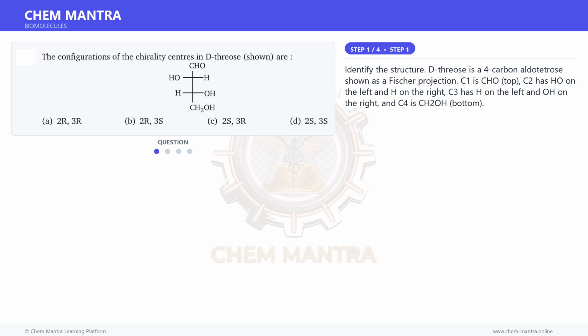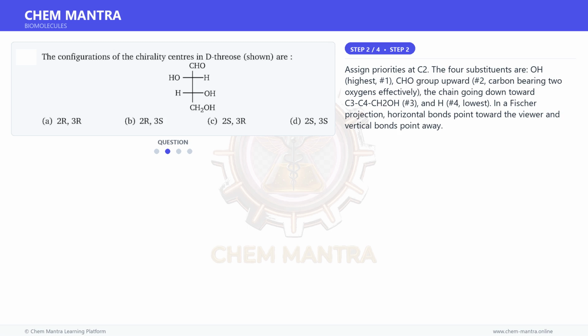Identify the structure. D3O is a 4-carbon aldotetrose shown as a Fischer projection. C1 is CHO, top. C2 has HO on the left and H on the right. C3 has H on the left and O on the right, and C4 is CH2O, bottom.